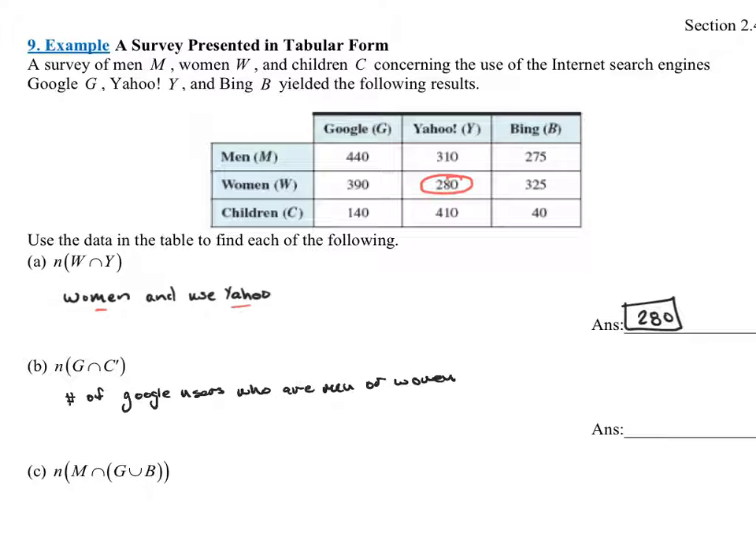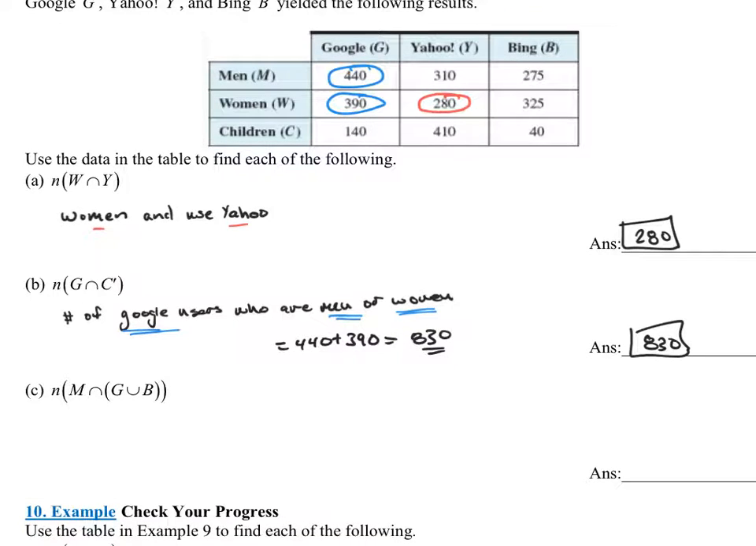So I'll do this one. I did the last one in red. I'll do Google users that are men or women in blue. So I see two of them. I see 440 plus the 390. Add those together and see what you get. I'm getting a total of, please check my math again, 830. So there would be 830 people that use Google and are not children. Okay, let's do the next one.